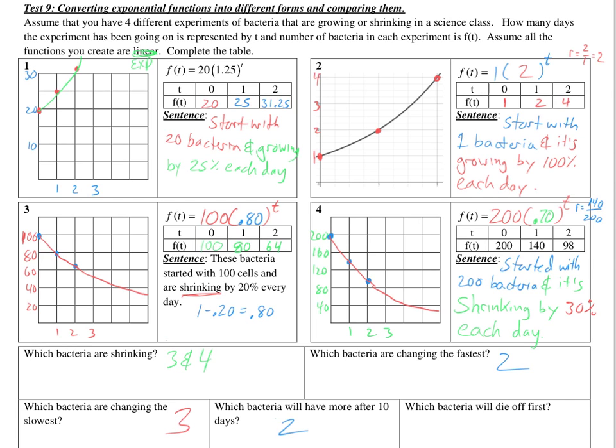4. So isn't this guy shrinking faster? Even though it started twice as big, do you think it's going to die off, meaning less than 1 bacteria, first? What do you guys think? Look at these 2 numbers at 2. Do you think this guy is going to die off first? I think it's going to be 4.